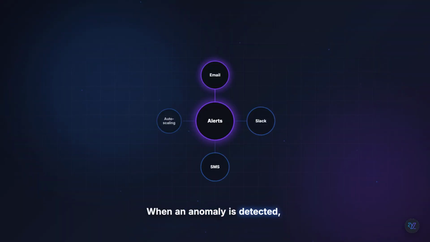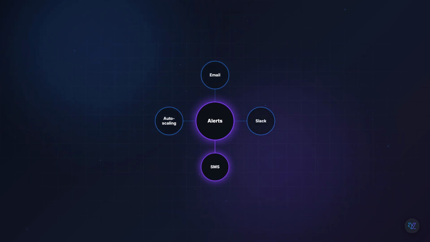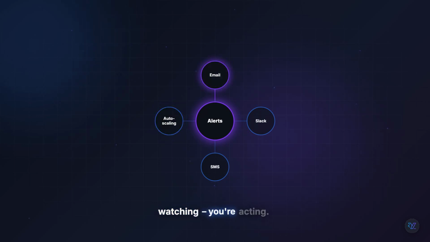When an anomaly is detected, you can trigger alerts via email, Slack, or SMS. You can even automate a response, like throttling the API or rolling back a deployment. This way, you're not just watching, you're acting.